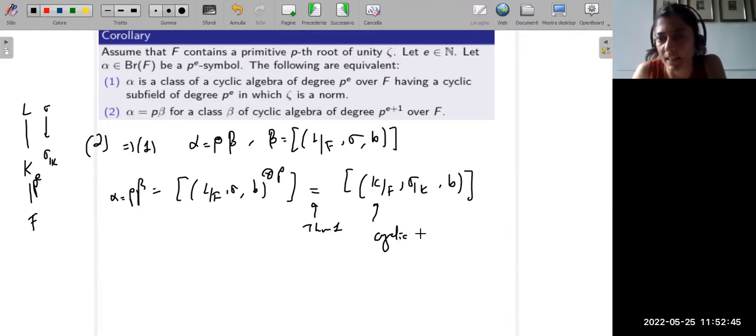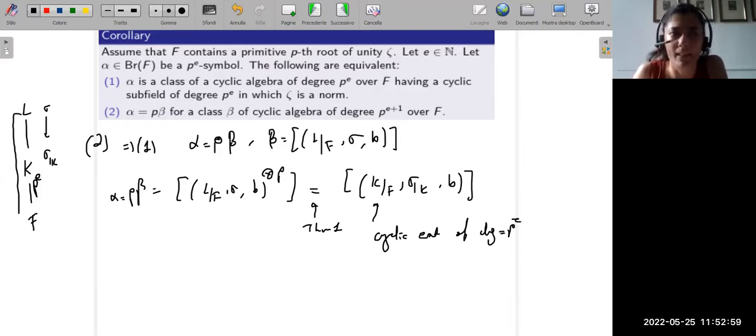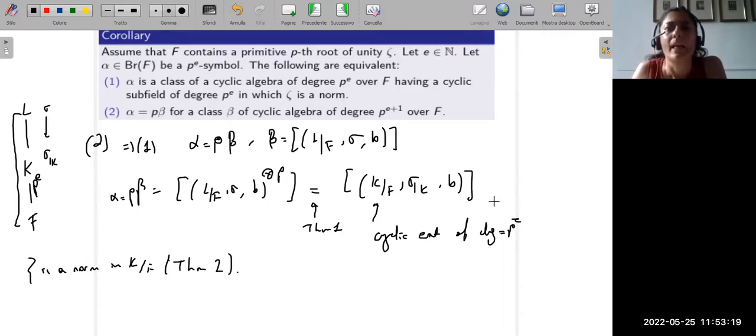So this is a cyclic field extension of degree, so it contains a cyclic field extension of degree p to the power e, but it is the correct one in the sense that K is contained in this cyclic field extension. So theorem 2 tells you that zeta is a norm in this extension. This is theorem 2. And so this gives you item 1.